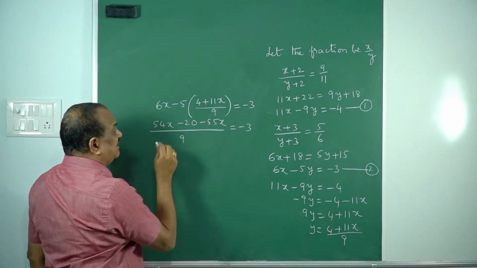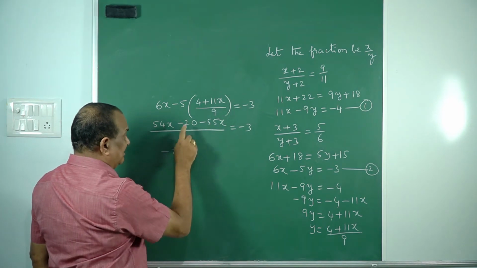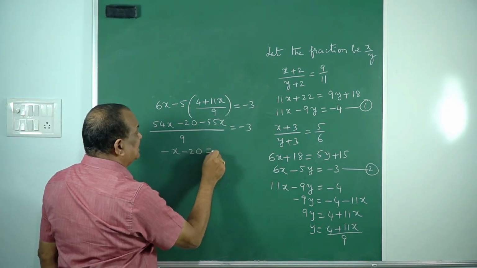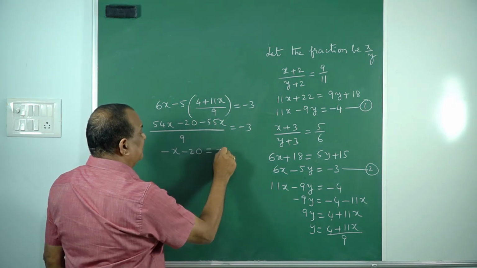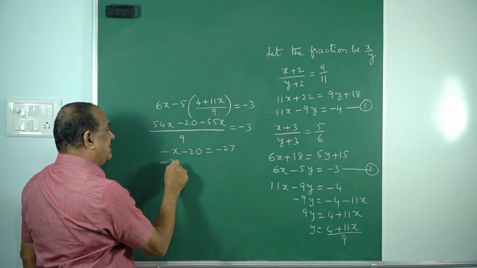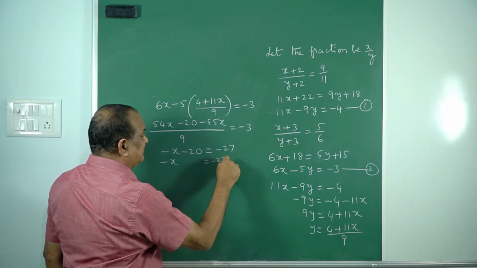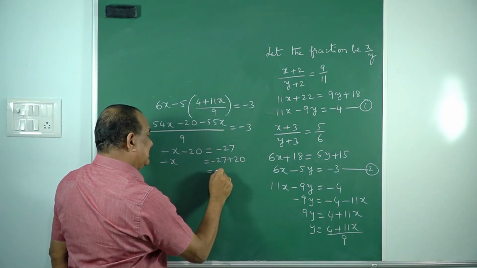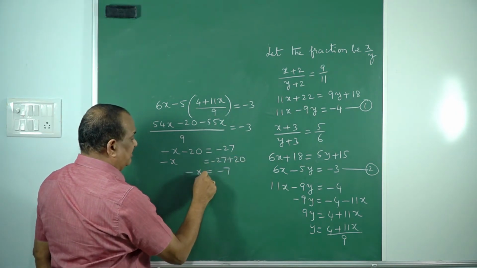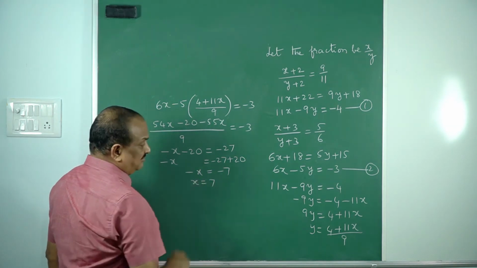54x minus 55x is minus x. Of course, minus 20 here is equal to 9 times minus 3, which is minus 27. And minus x is minus 27 plus 20. That is minus 7. Obviously, x is equal to 7.